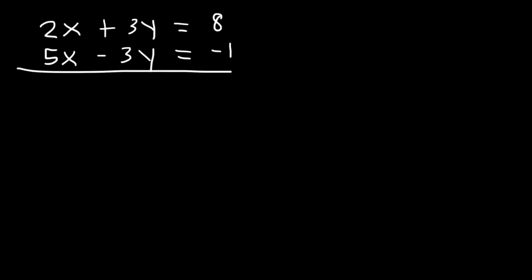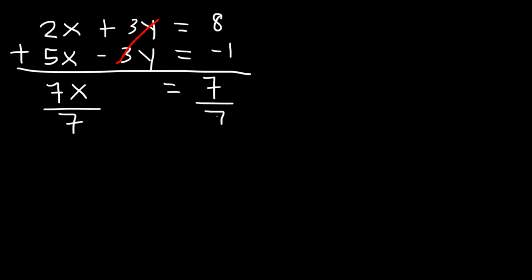Using elimination, what you want to do is add the two equations. 3y plus negative 3y, these two cancel. 2x plus 5x is 7x, and 8 plus negative 1 is 7. So now if we divide both sides by 7, we can get the value of x. 7 divided by 7 is 1.